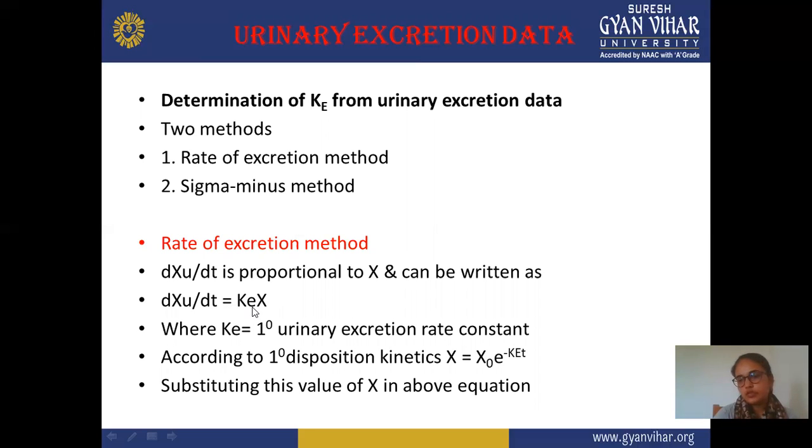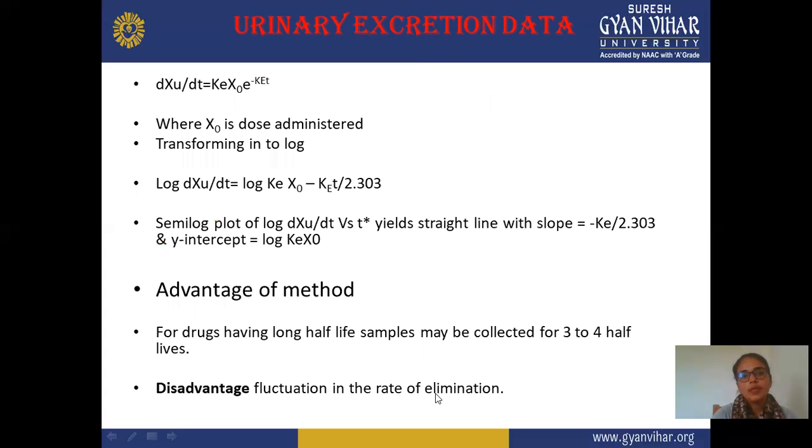And when it is directly proportional, then we can write dXu/dt equals ke X, where ke, the elimination constant, is the first order elimination rate constant, showing a first order reaction. And according to first order kinetics, X equals X0 e^(-ket). Substituting this value of X gives the above equation. Thus dXu/dt equals ke X0 e^(-ket), where X0 is the dose administered initially.